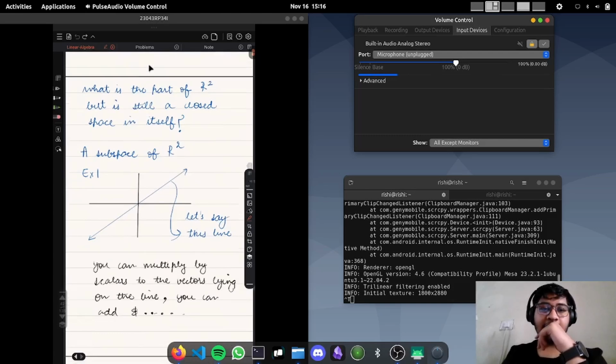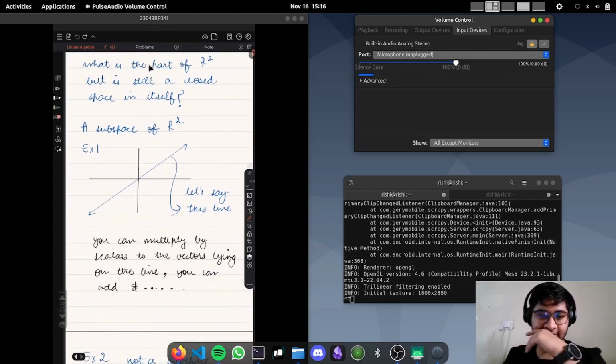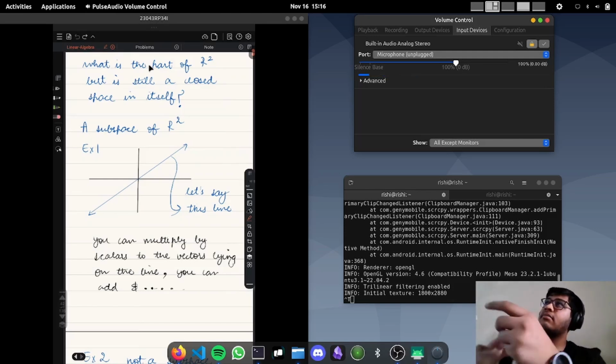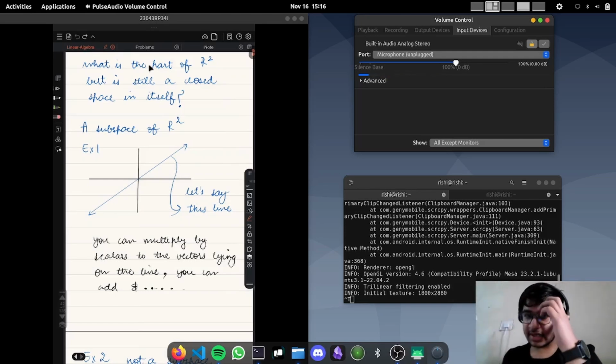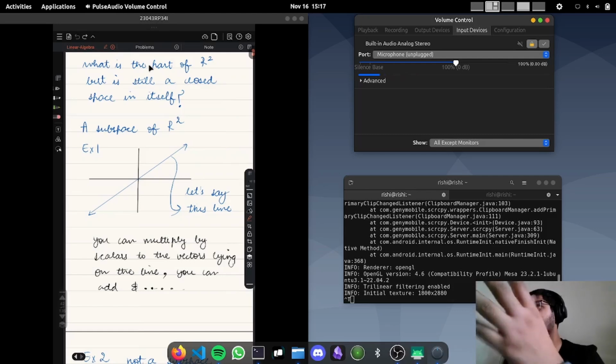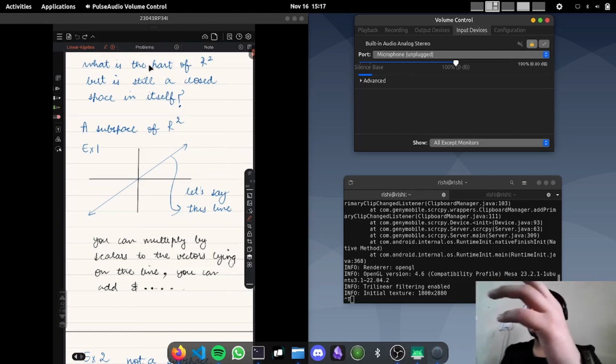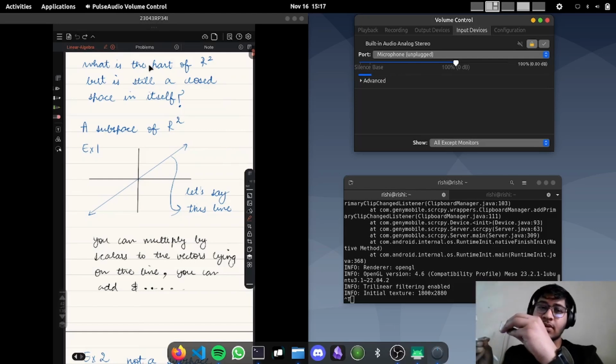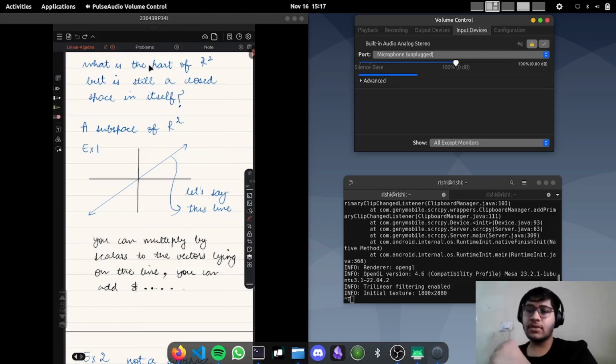Okay, so we need to find this interesting thing: what is the part of R2 that is still a closed space itself, which means we have a bigger space and a subspace. R2 is an xy plane or xz plane or some yz plane. So we have the R2 space, and what is the closed space in itself, which is also a part of R2 but is still a closed space in itself?